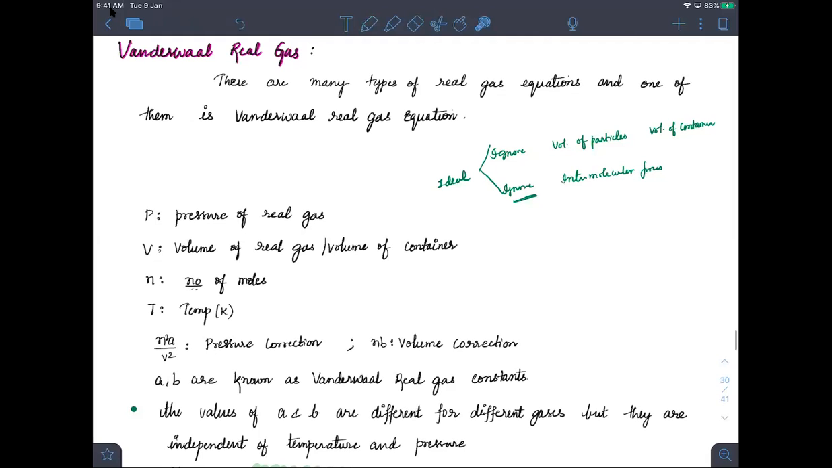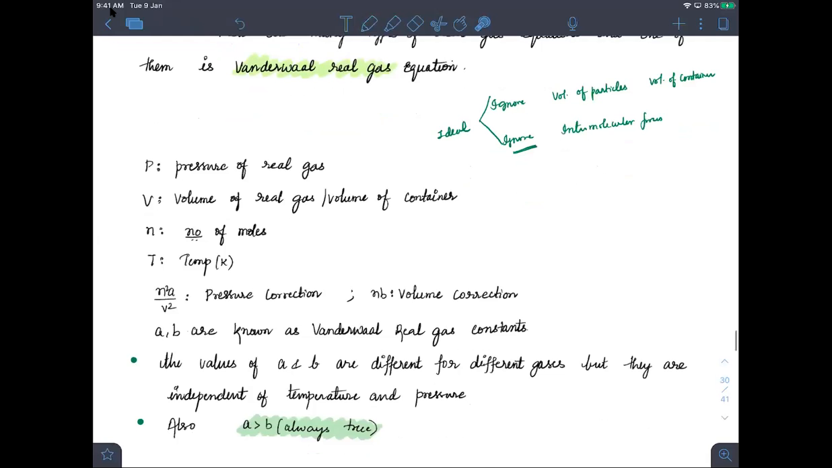Now, one of the kinds of real gas equations which we have to study is the van der Waals real gas equation. Like that, there are many other equations, Berthelot's, Dieterici's. So here in our syllabus, we only have the van der Waals real gas equation, so we'll focus on that.